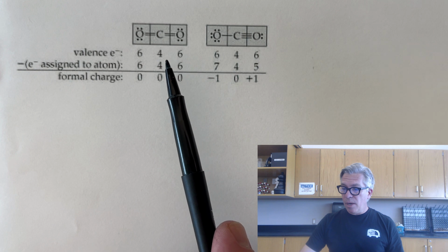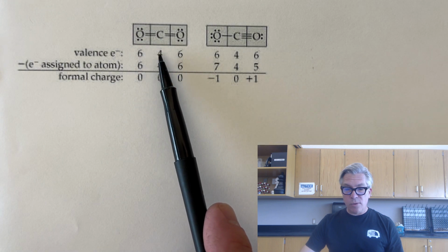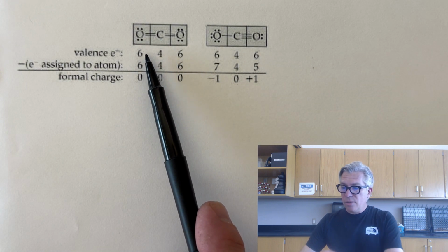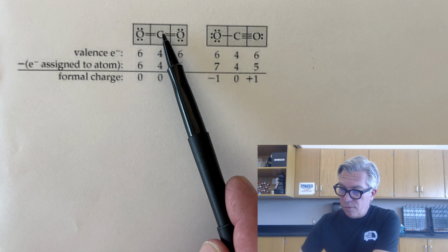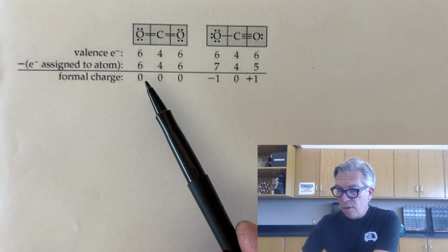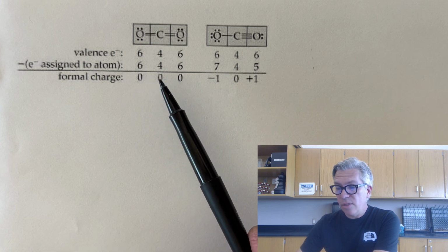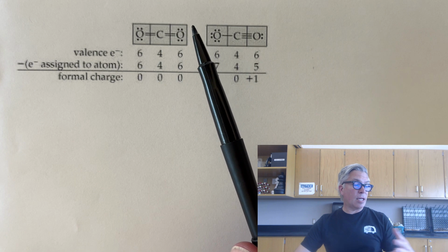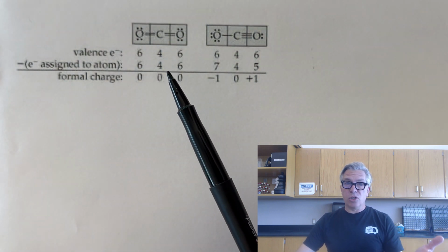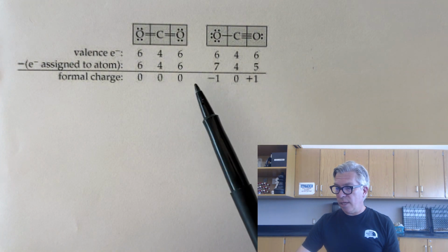On one hand, though, in the carbon dioxide with two double bonds, oxygens start with 6 and carbon with 4. But in this molecule, they're also assigned 6 and 4 respectively. And so the formal charges are 0, 0, and 0. The total formal charge of all the atoms should add up to the total charge of the entire molecule. So like my nitrate, the 4 formal charges should add up to a -1. But here they're going to add up to 0.